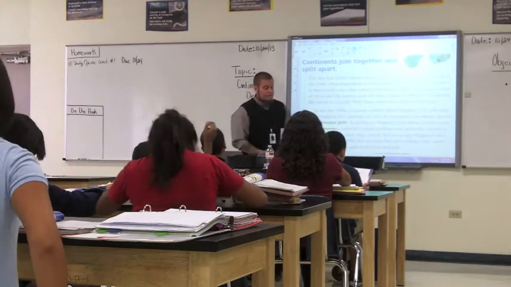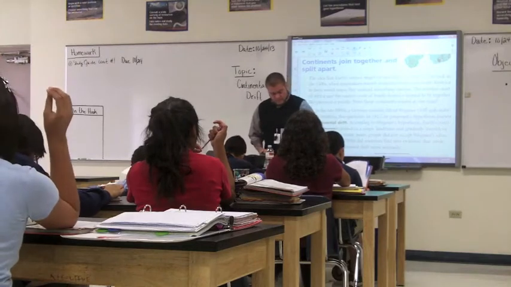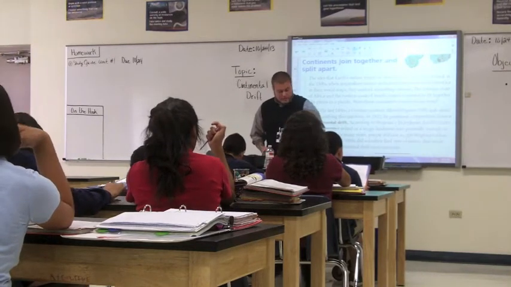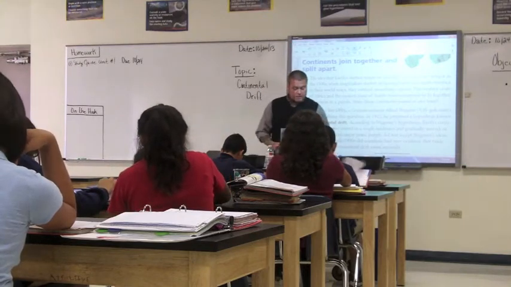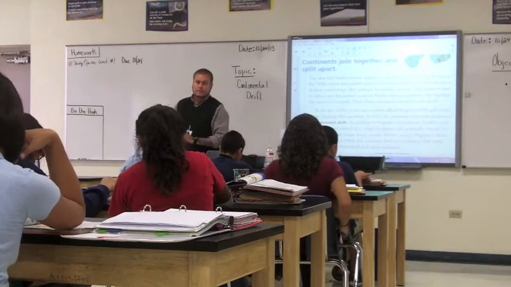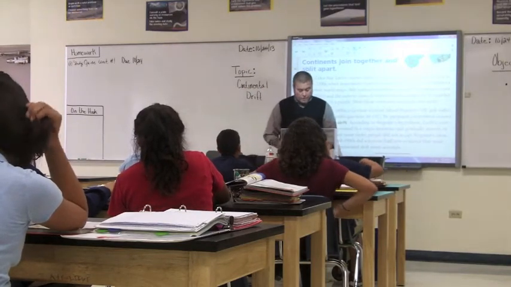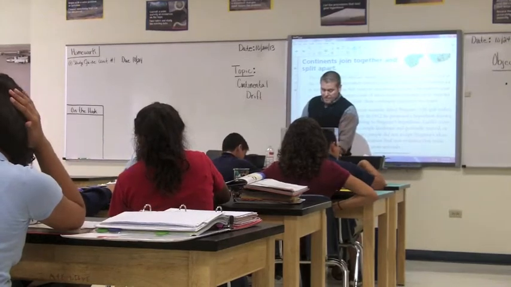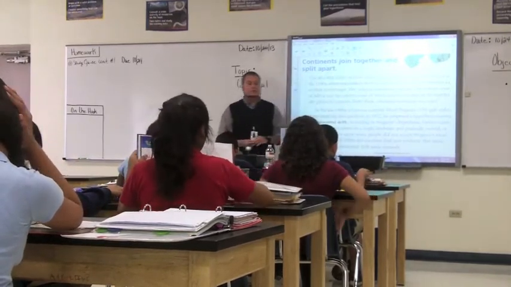Okay, so on page 14, you can see in your book, right underneath the activity, it says continents join together and split apart. Does everybody see that subtopic? Okay, so I'm going to give you 2 minutes, and you're going to read from continents join together and split apart down to the bottom of page 14. There are 2 paragraphs there, all right?